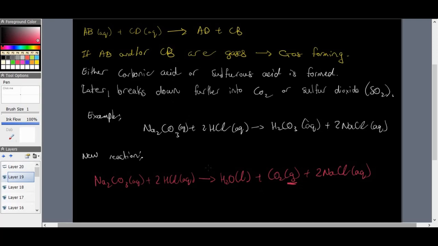The other type of ion exchange reaction, we know from previous lessons, is precipitation, all right? Precipitation reactions, okay? That is obviously a reaction where a solid is formed, okay?